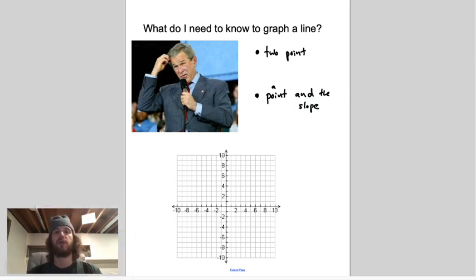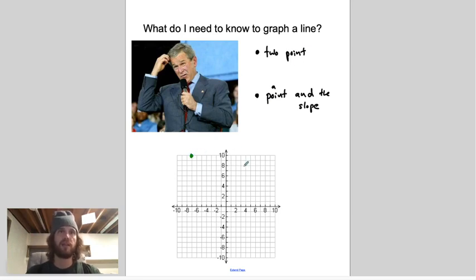Now it turns out that you need exactly the same amount of information, or it's helpful to have the same amount of information, when you are given information and you're asked to do the same process algebraically. So first let's take a look at these 2 examples.